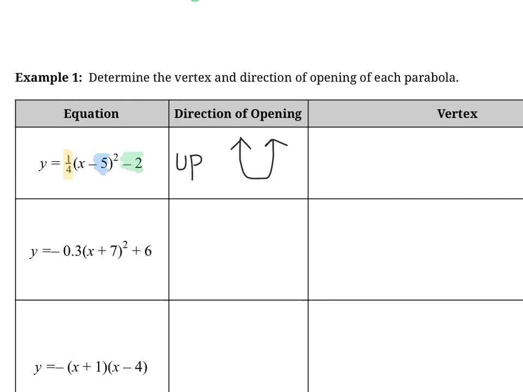So I'm just going to write that here in my box here, that H is equal to 5. The K value we're just going to write it exactly as we see it.